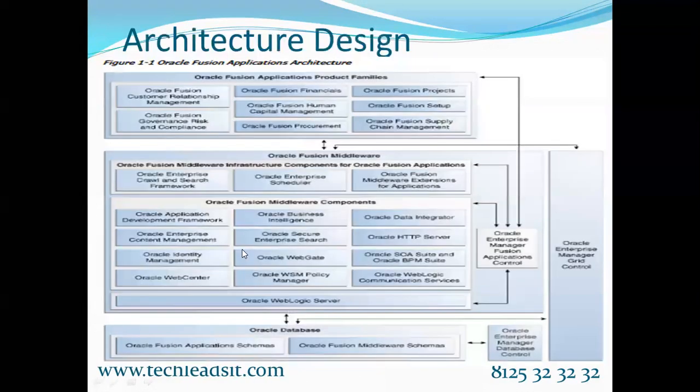Okay, if you look very briefly at the architecture design, here we have 3 layers: Oracle Fusion applications product families, the middleware, and the Oracle database. The product families contain all your applications, like financials, projects, setups, HCM, procurement, whatever applications are there; they are contained in the top layer. And the middleware layer contains Oracle Enterprise Scheduler, Fusion middleware extensions for applications, and the search framework. And this is one of the subcomponents.